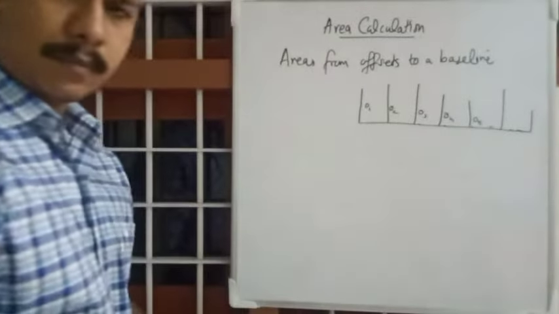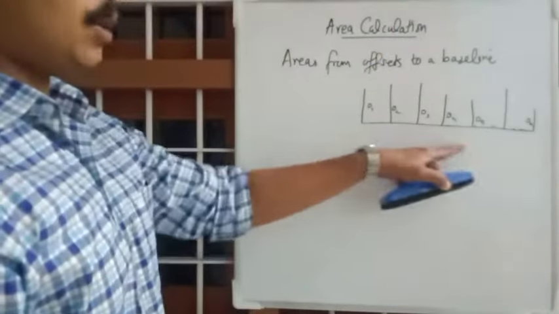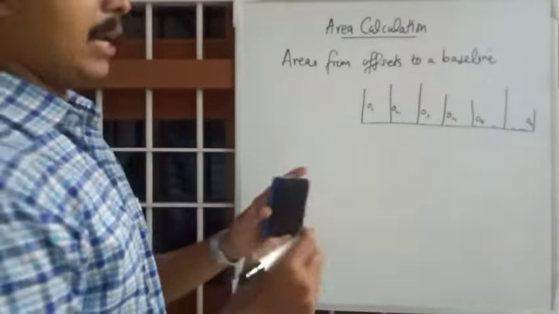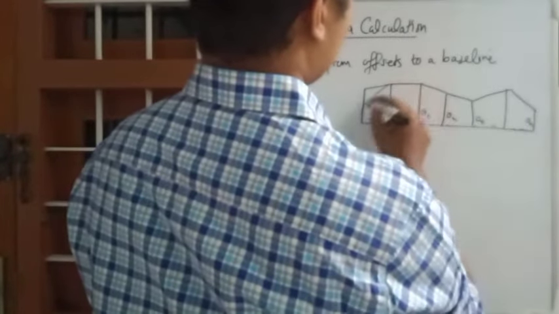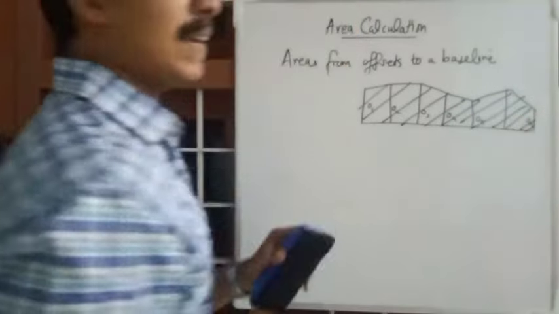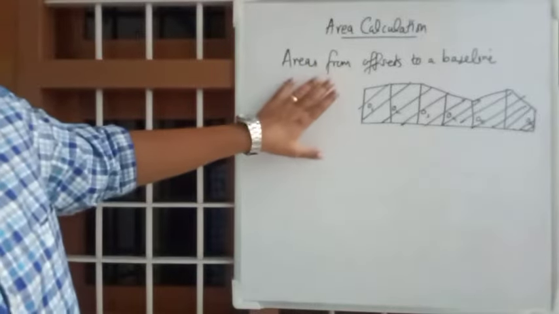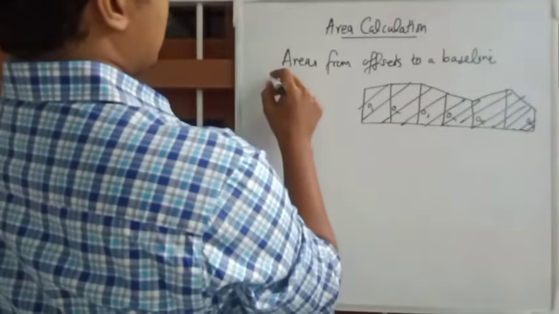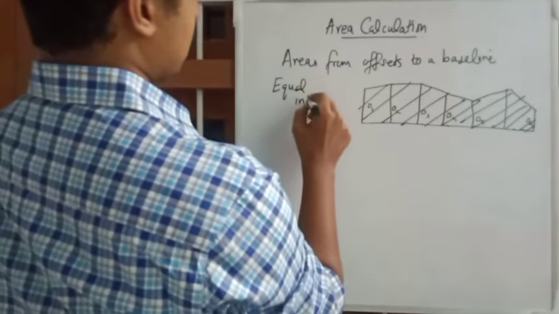These are offsets to a baseline. This is the baseline, and we have to find this area. This shaded area is the area in question. In this class we are talking about areas from offsets to a baseline as a special case with equal intervals.